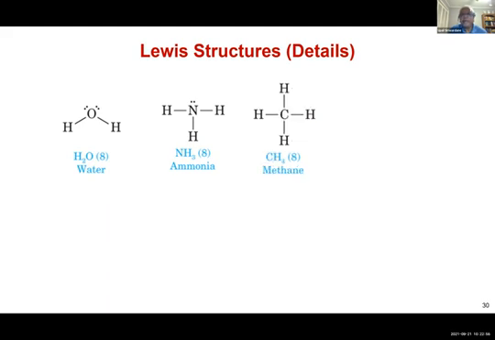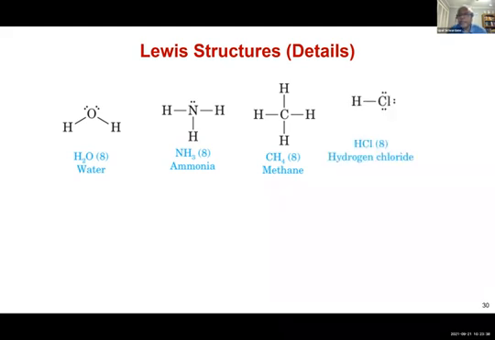Like that, you can calculate the total number of valence electron pairs in methane. Carbon has 4, hydrogen has 1 each, 4 plus 4 is 8, and 8 divided by 2 is 4 pairs. Carbon makes 4 bonds, so you connect it with 4 bonds to hydrogen. All the electron pairs are used up. There are no non-bonding electron pairs, and you get the Lewis structure.